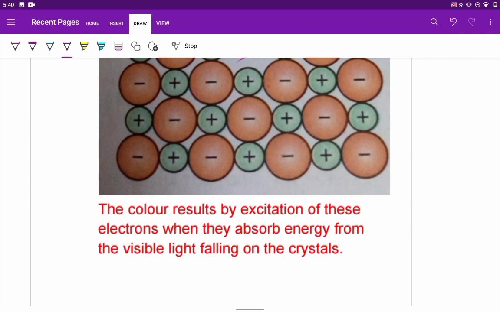How will this color come? It will come by the excitation of these electrons. See, when visible light falls on them, they will absorb energy, meaning they absorb a particular wavelength that imparts color to these metal excess compounds.